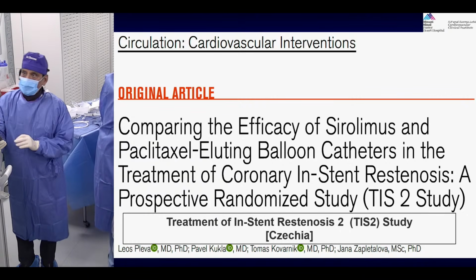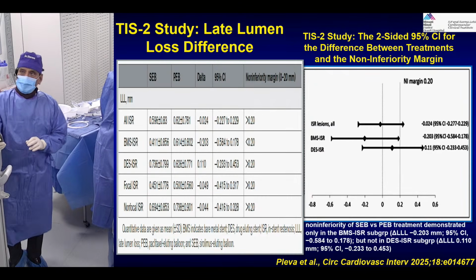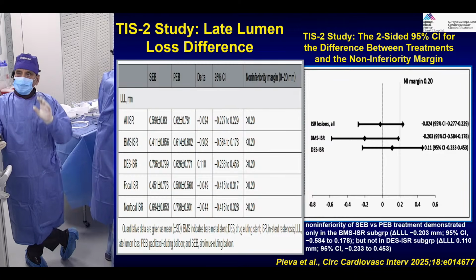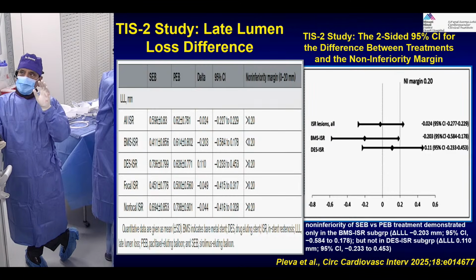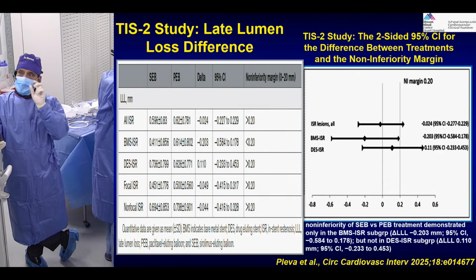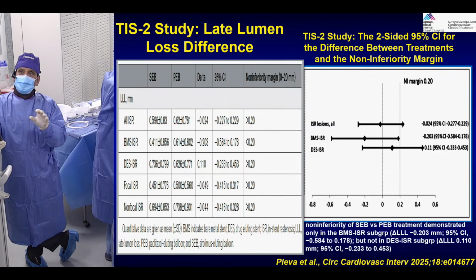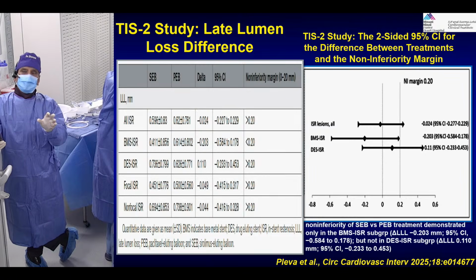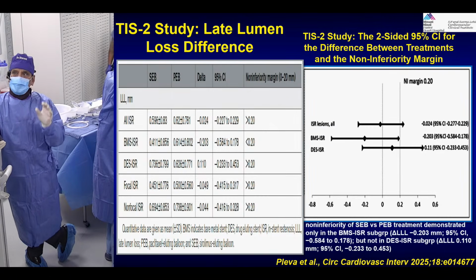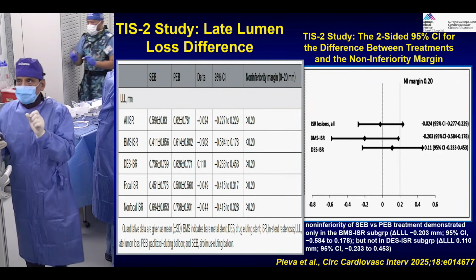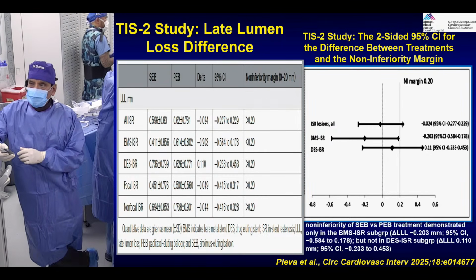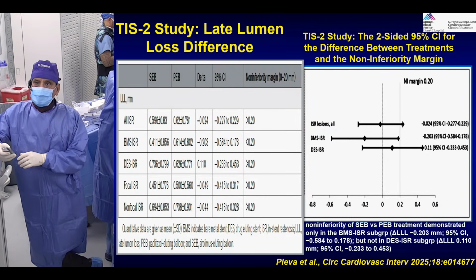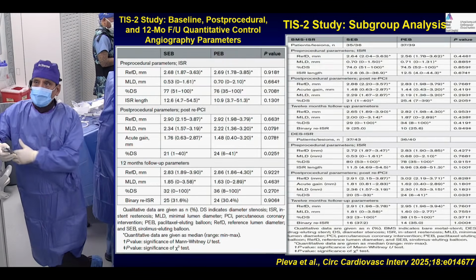This is the TIS ISR2 study from Czechoslovakia, and it basically showed, as you can see from the late loss point of view, that the whole concept was non-inferiority. So in BMS cases, they were non-inferior, and in other cases there was no difference. This turns out to be that the trial failed to achieve the target, which was that SCS is non-inferior. Rather, it was inferior because the late loss was a little higher compared to paclitaxel.